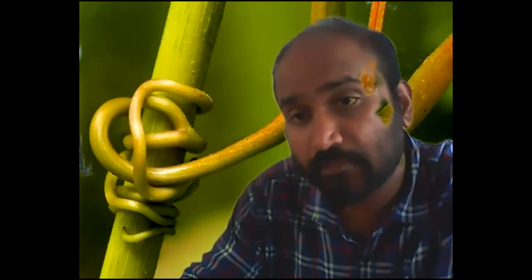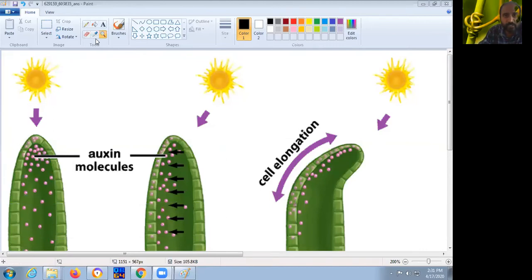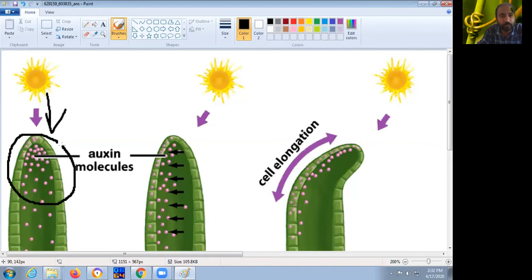I will show you another picture by which you will understand in much more detail. One second. Yes. As you can see in the first scenario in this picture, the sunlight is coming at a 90 degree angle, like this. So here, see, auxin molecules are getting deposited evenly. The plant grows straight. Okay, positive phototropism.